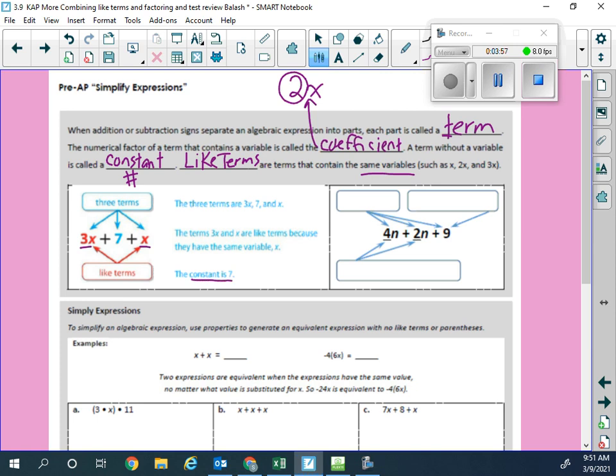Okay, so let's take a look over here at this diagram and see if we can label it. Okay, so this word is pointing to all 3 things. So what would that be? Terms. This box is just pointing to that number. What's that? Constant. Guys, if I'm right, you're right. Okay. This box is just pointing to the 4 and the 2 that are attached to the variable. Coefficient. It's just like this one, okay?